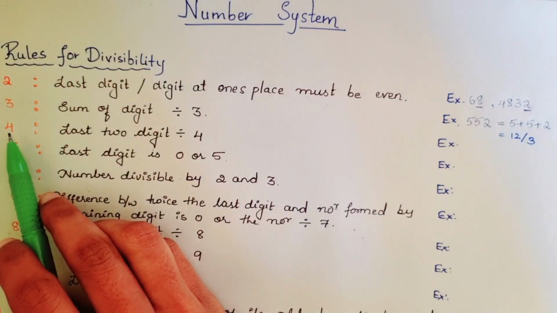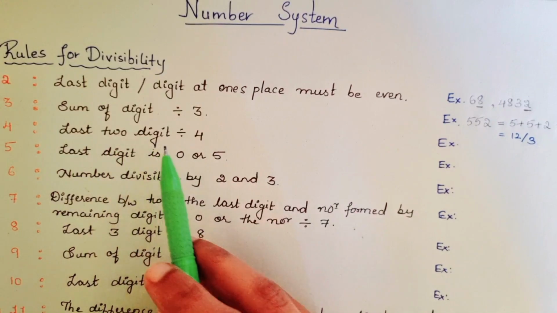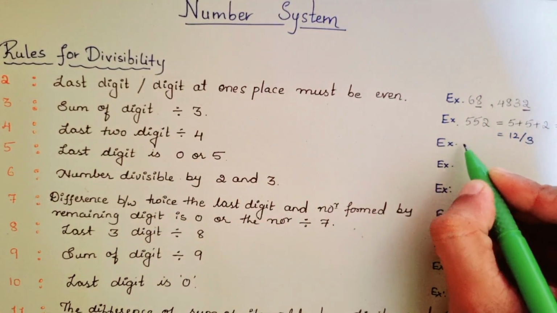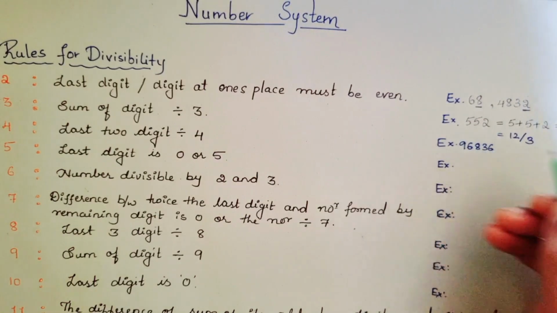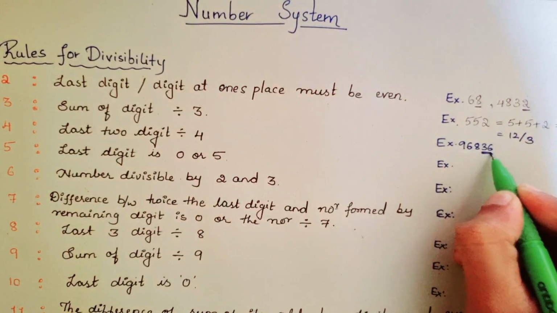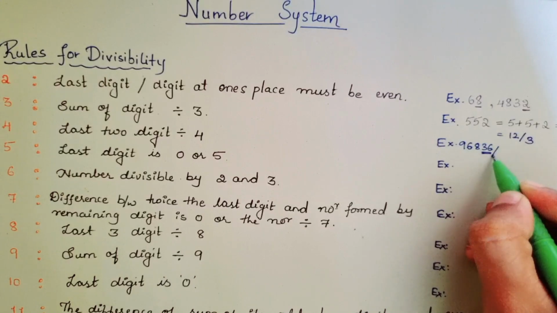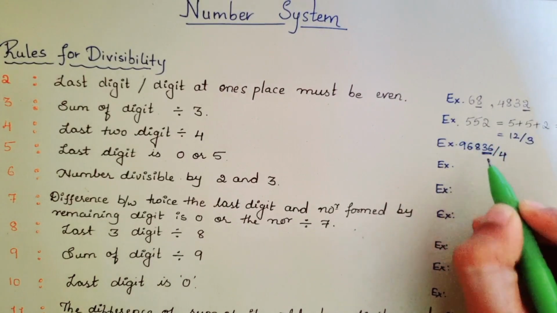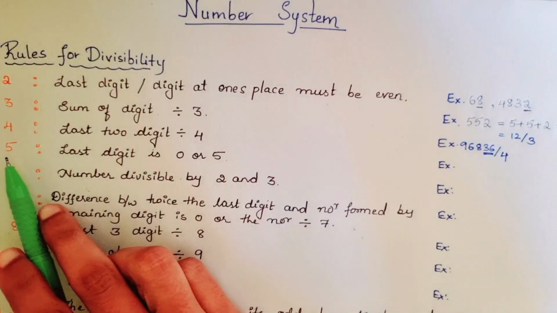Next is to check the divisibility of 4. The last 2 digits must be divisible by 4. Let us take an example of 96836. So here the last 2 digits are 36. So if the last 2 digits, say 36, are divisible by 4, then we can say that this entire number is divisible by 4.